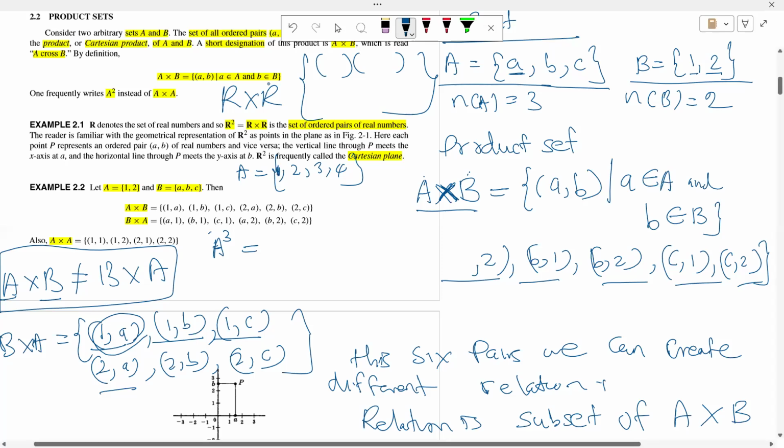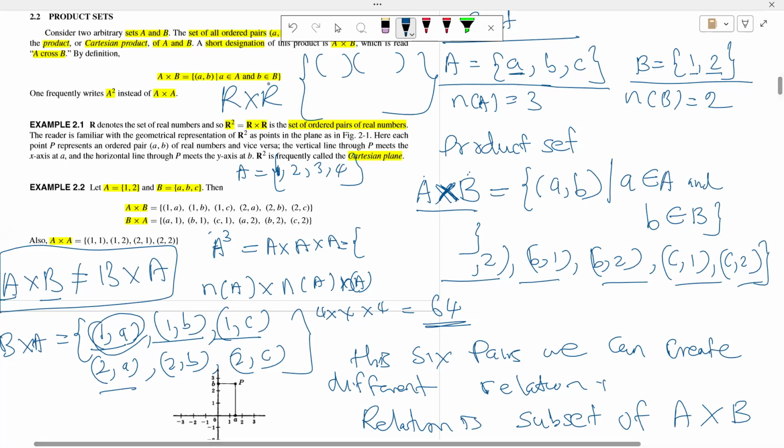A cube means first you need to find out what A cube is. A cube means A cross A cross A, right? Now we need to find out how many ordered pairs we can create. How to find the answer? You just multiply the number of elements in A by the number of elements in A by the number of elements in A. So it means 4 into 4 into 4. So altogether, 64 ordered pairs you can create, right? So A cross A cross A contains altogether 64 ordered pairs.